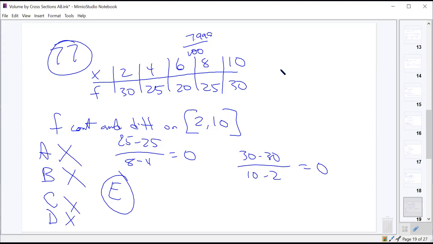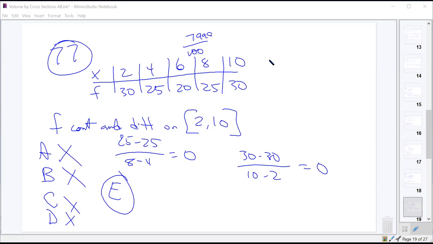Why it is not B. Yeah, I can explain why it's not B again. Let's see, what was B? B says f prime of 6 equals 0. Okay, so we aren't guaranteed that the derivative at 6 is 0.